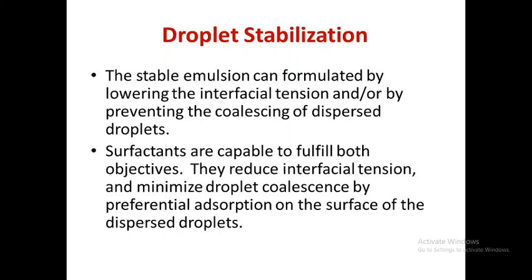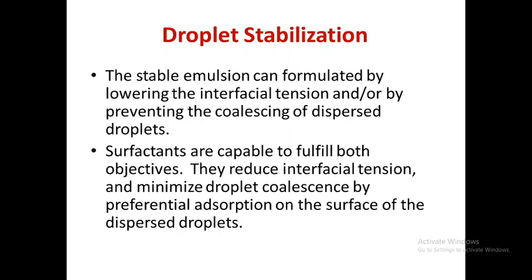So how can we remove these instabilities, and how can you stabilize the droplets of a dispersed phase? A stable emulsion can be formed by lowering the interfacial tension, because the interfacial free energy is directly proportional to the interfacial tension and the surface area. If you reduce the interfacial tension, you can reduce the interfacial free energy, and thus you can prevent the coalescence of dispersed phase droplets and ultimately the instabilities in the emulsion.